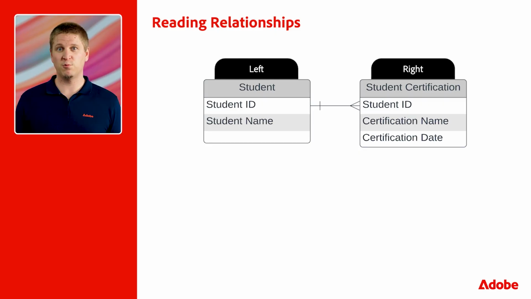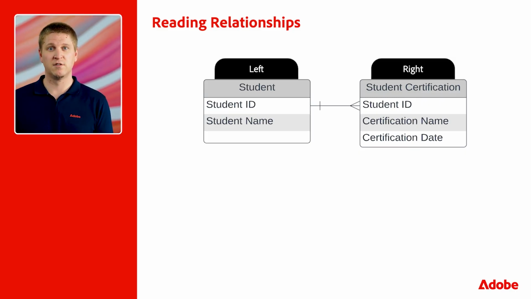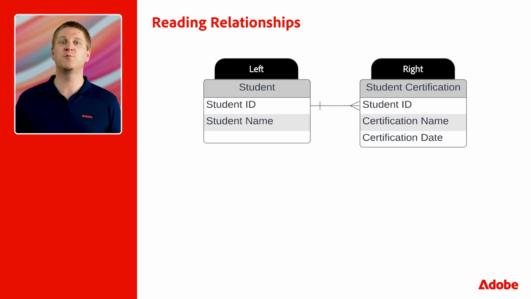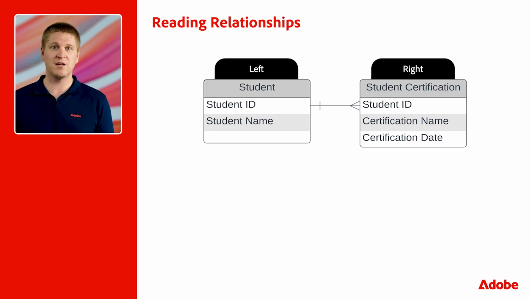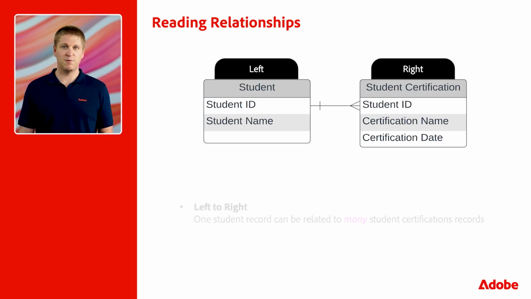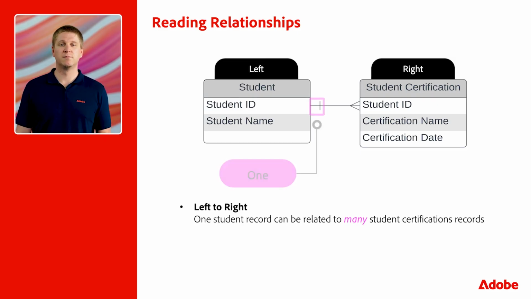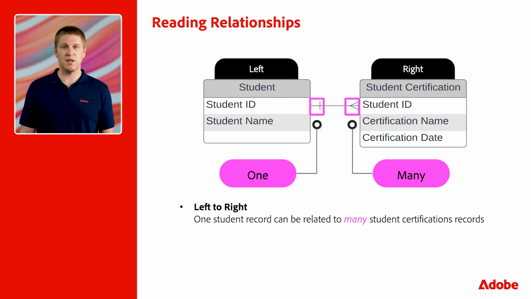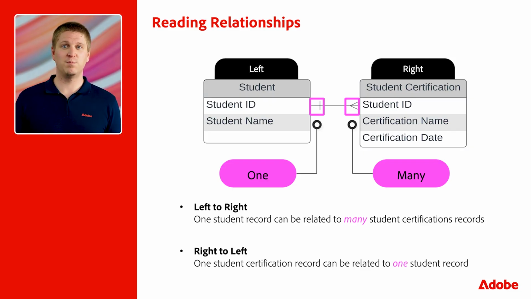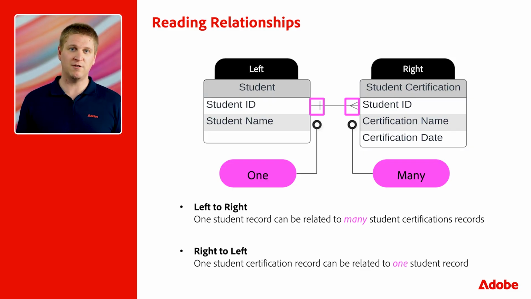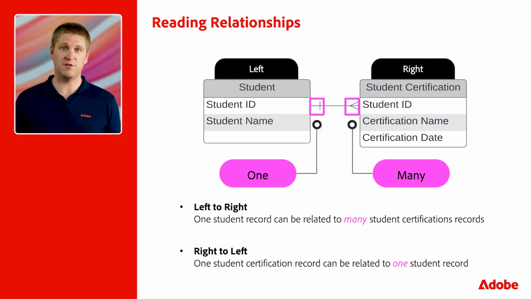So how do you read cardinality? Well, fairly simply. It's just like looking at your left or right hand. We always read from left to right. What direction you start from will infer how the relationship is read. Remember, cardinality means the number of times a record from one entity can be related in another entity. In this example, reading left to right results in the following. One student record can be related to many student certifications. Reading right to left, the relationship reads as one student certification record can be related to one student record.